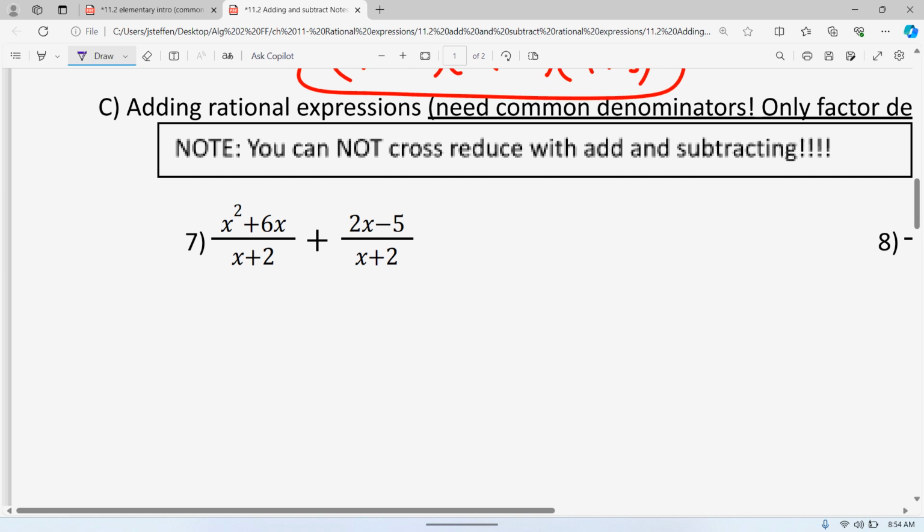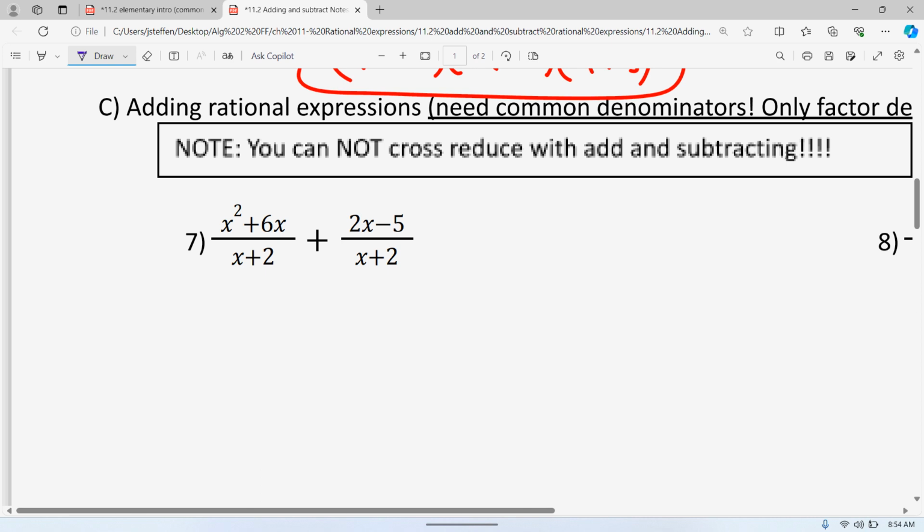Oh yes, real quick. I know I wrote this in here, but it was more to remind me than to remind you guys. You cannot cross reduce with adding and subtracting. That's only with multiplying. So if there had been an x plus 2 in the numerator up here, you can't cross those out. That's only with multiplying and dividing. So take note of that. Okay, sorry.